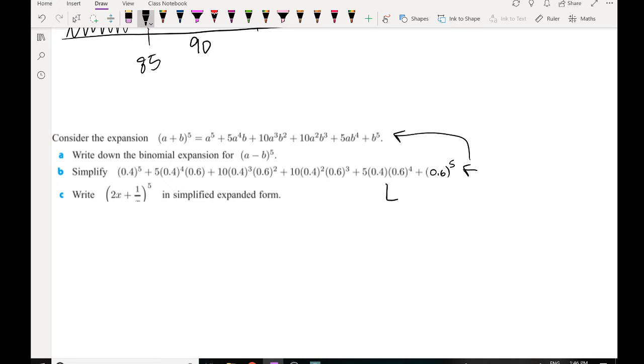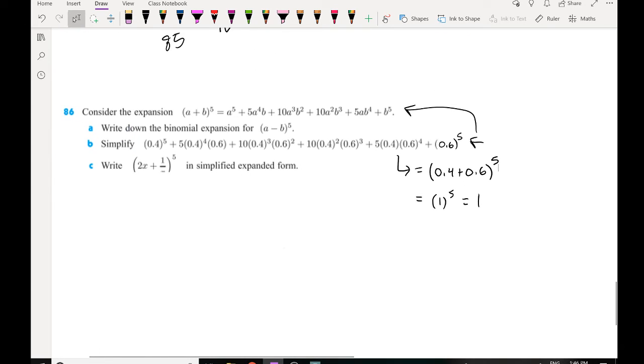So this is all equal to 0.4 plus 0.6 to the 5. So it's equal to 1 to the 5, so it's equal to 1, and that's it. That's all you would have to do for part B of that question. And part B was the only one that you did ask about, Jake, so I'm going to assume or hope that you're okay from there.